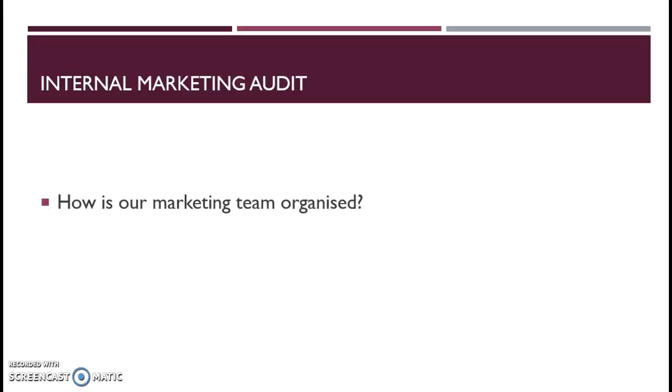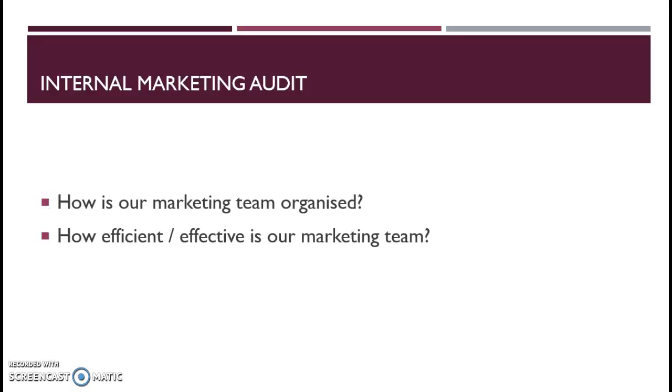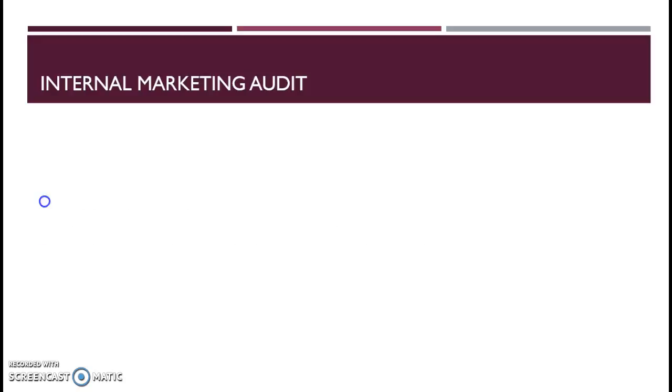Now, an internal marketing audit, one of the things you need to first think of, okay, is how is the marketing team organised? What is the structure of the marketing department? What is the culture in the marketing department? How does it reflect the hierarchy and culture of the organisation? How efficient, how effective? So how do we measure the effectiveness of our marketing team? How close is it to achieving the goal that it's set? How efficient? Well, efficient is a measurement of how well it uses its resources. So how well does it use its resources to achieve its marketing goals?